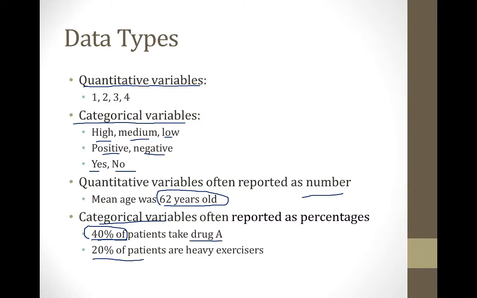They could also say 20% of patients are heavy exercisers. You're either a heavy exerciser or not a heavy exerciser. It is a categorical variable, but they're giving you a percentage. And this is often a point of confusion for students. They will see percentages and think, oh, that's a number. It goes from 0 to 100. This must be a quantitative variable, but it's not. You have to pause and think about it. The action of taking drug A is a yes or no action. Being a heavy exerciser is a yes or no function, so it is a categorical variable. And I point all this out to you because we use different statistical tests for quantitative variables versus categorical variables.